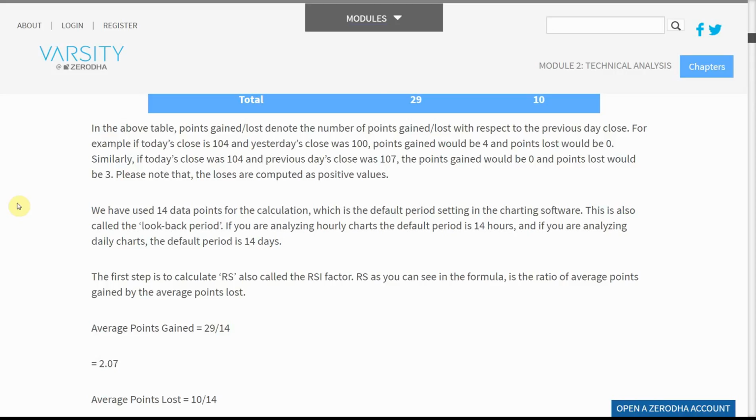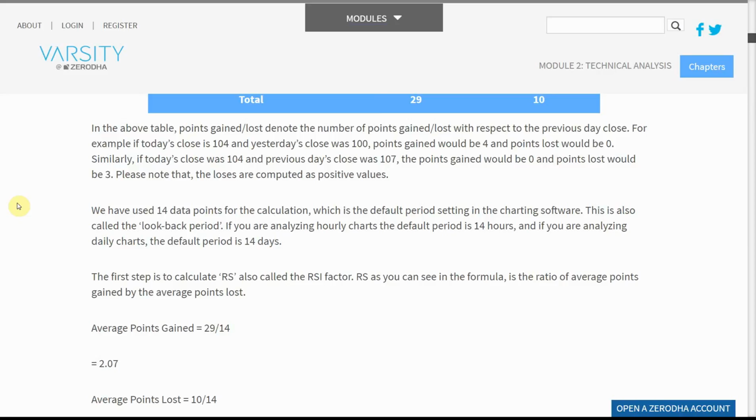Please note that the losses are computed as positive values. We have used 14 data points for the calculation, which is the default period setting in the charting software. This is also called the look-back period. If you are analyzing hourly charts, the default period is 14 hours. And if you are analyzing daily charts, the default period is 14 days.